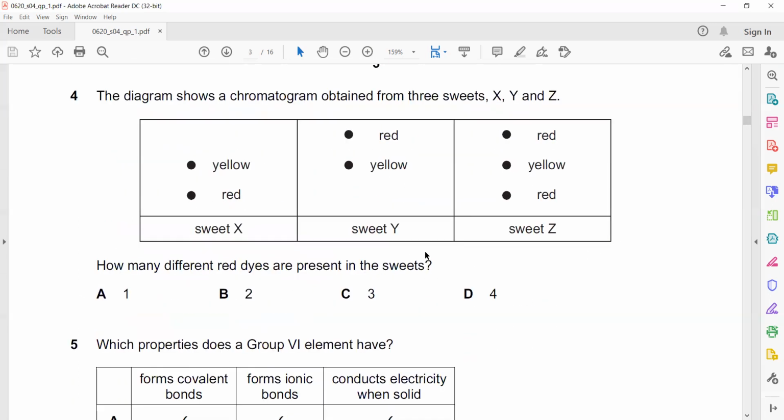Question 4. The diagram shows a chromatogram obtained from three sweets X, Y, and Z. How many different red dyes are present in the sweets? How many types of red colors are present in the sweets? This is a chromatogram. This is a chromatogram of sweet X. This is a chromatogram of sweet Y. And this is a chromatogram of sweet Z. So how many red dyes are present in the sweets?